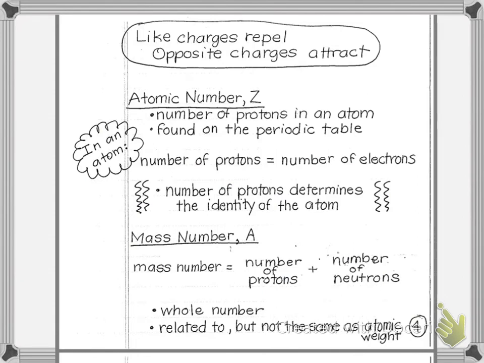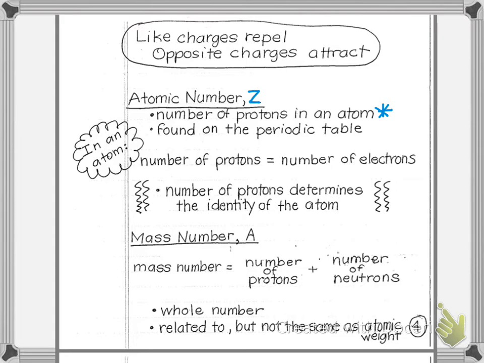Okay, so if we look up here at the top, I said like charges repel and opposite charges attract, which I've already mentioned in the previous page, but here it is again, just to remind you, because it lets us understand in a very basic way why the electrons hang around. Why do they like the nucleus? Because they're opposite in charge. Now, when we're talking about the atom, there's something called the atomic number. The atomic number has the symbol Z. And what's important about it is it tells us the number of protons in an atom.